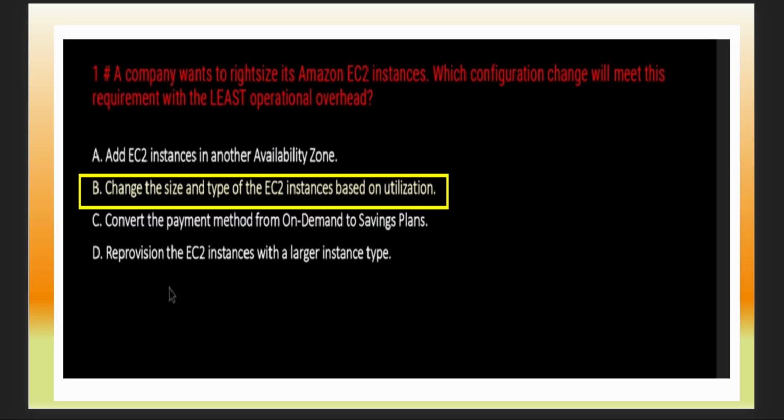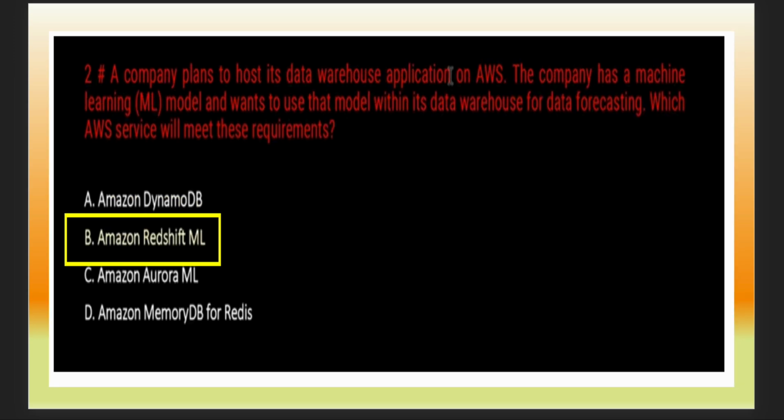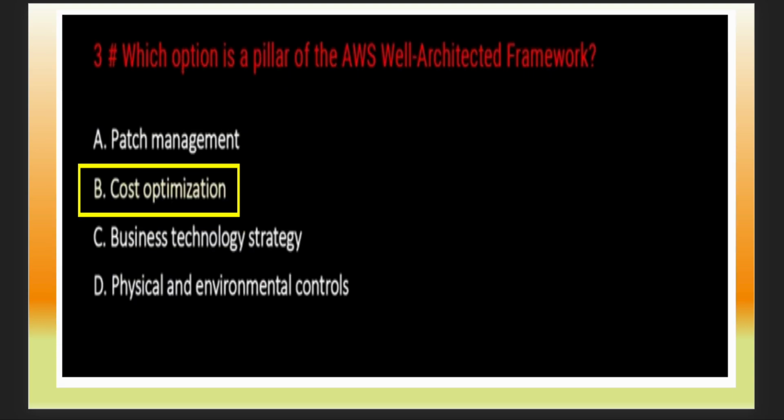Okay, now again revision. The first one is a company wants to right size its Amazon EC2 instances. So which is the least operational overhead? Change the size and type of the EC2 instances based on the utilization. Next, a company plans to host its data warehouse and it also uses machine learning for data forecasting. Which is the best option? Amazon Redshift ML.